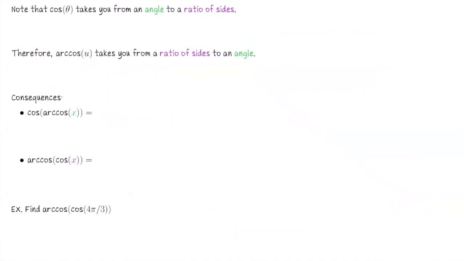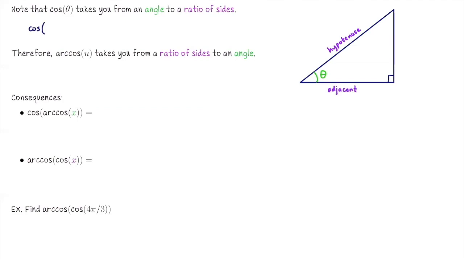Just like with sine, we've restricted the domain for cosine in order to invert it. So since we made this restriction, we have to take the composition of cosine and arc cosine carefully. Luckily, these functions behave similarly to the ones that we just worked with, sine and arcsine. So cosine of theta, we know, takes us from an angle to a ratio of sides. For cosine, that ratio is adjacent over hypotenuse.